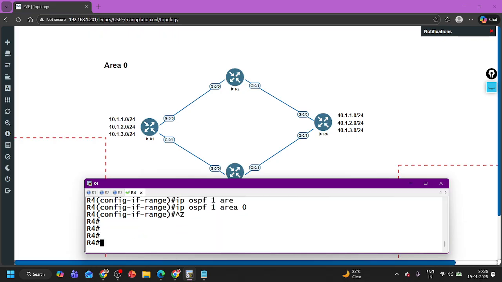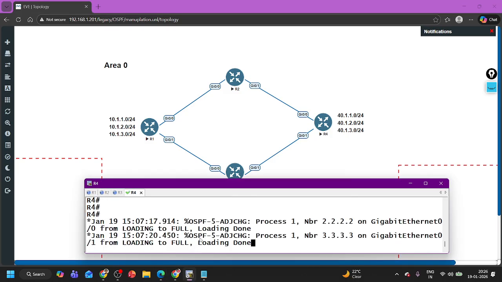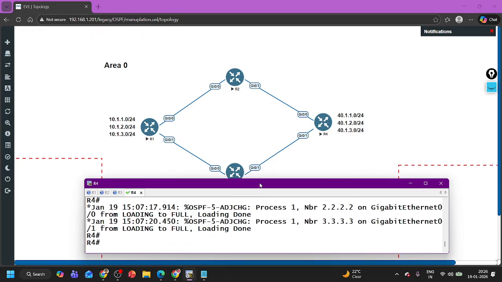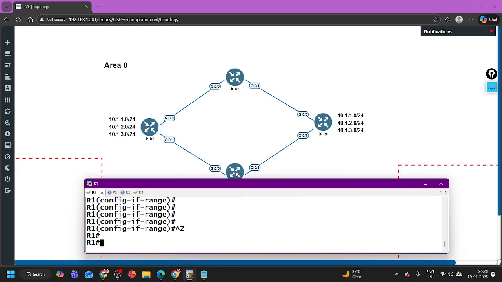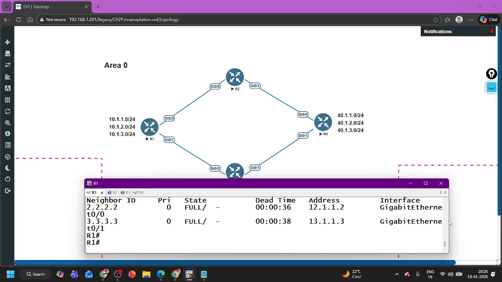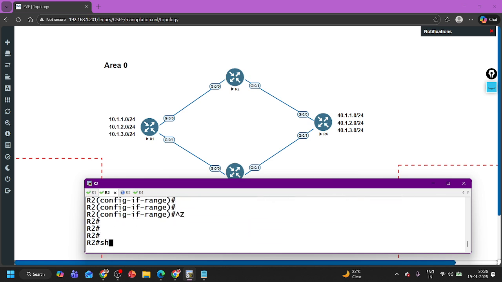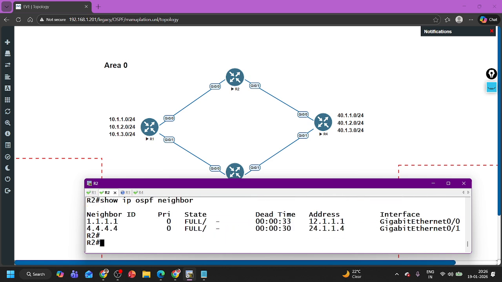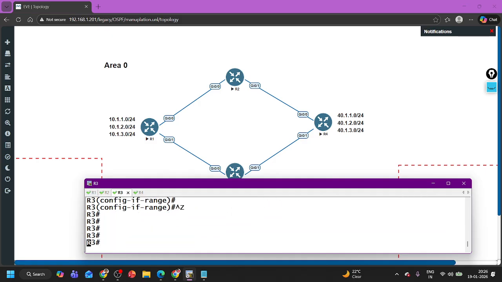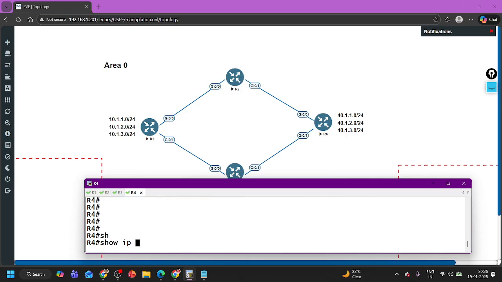So this is a single area OSPF domain, right? All the interfaces of routers are in area 0, and here you can see on router number 4 we have 2 OSPF neighbors. From router number 1 we can start verifying it. Show ip ospf neighbor. Here you can see we have 2 neighbors and both are in which state? Full state, and there is no DR and BDR. Done. On router number 2, show ip ospf neighbor, good, 2 neighbors. R3, great. On R4, show ip ospf neighbor.